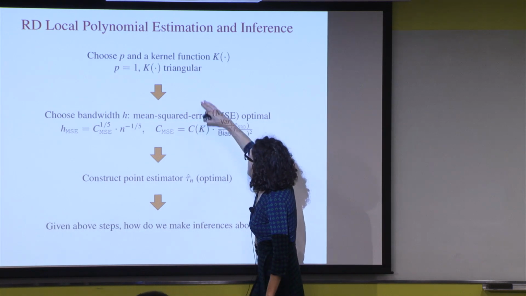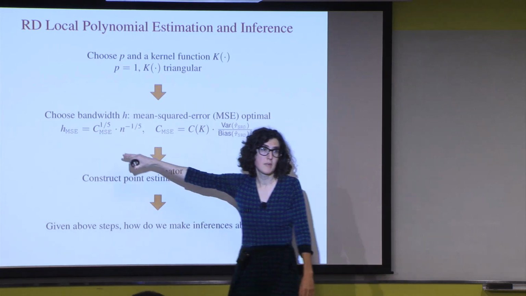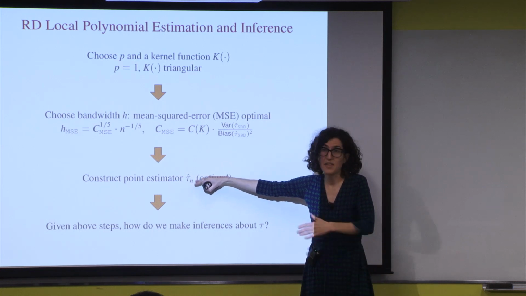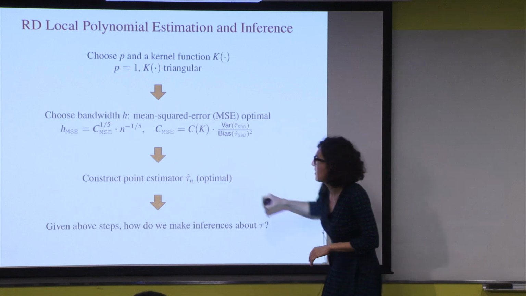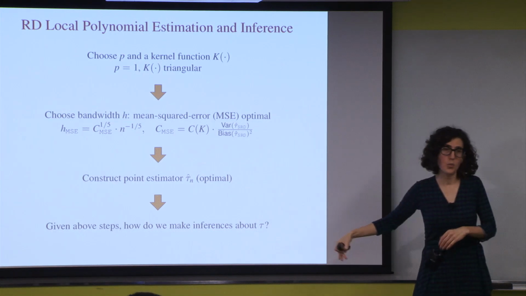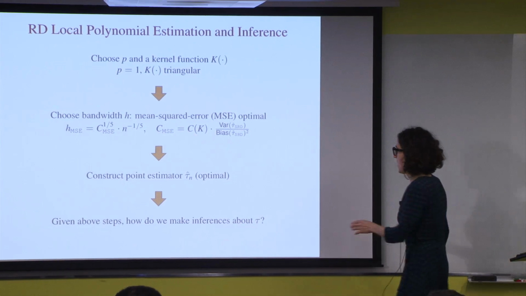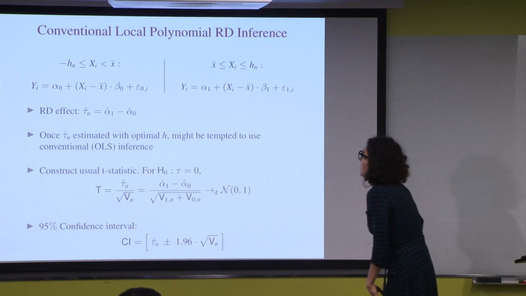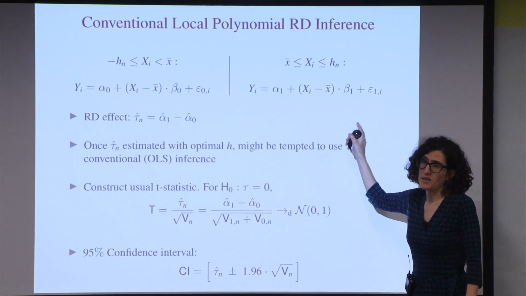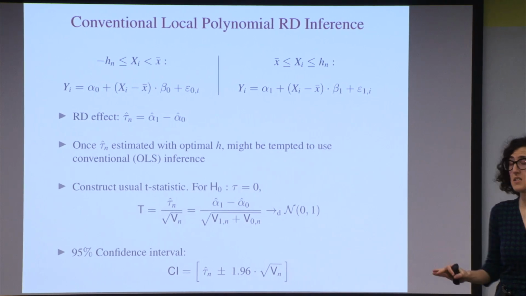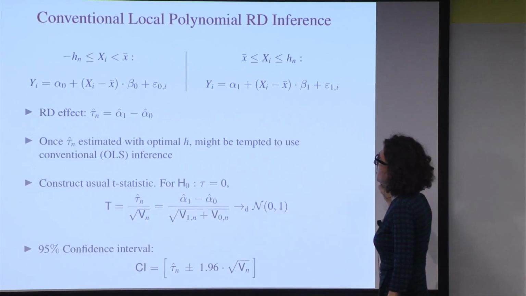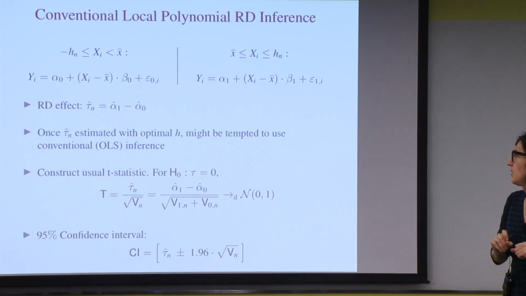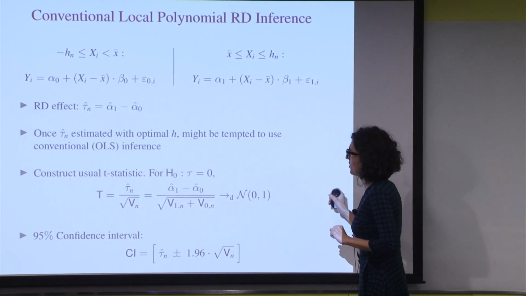So the question is, if you choose a polynomial and then a bandwidth that is optimal in this way, and you build a point estimator, then we know that this point estimator is going to be consistent and optimal and so on. The question is, given those steps, how do we make inferences about this parameter? By that I mean, how do we build confidence intervals that are valid? If you think about it, all we're doing practically, and if you're a social scientist this will be very obvious, but maybe not if you're not, is just fitting a least squares regression on either side of the cutoff. So this is very popular in social science.